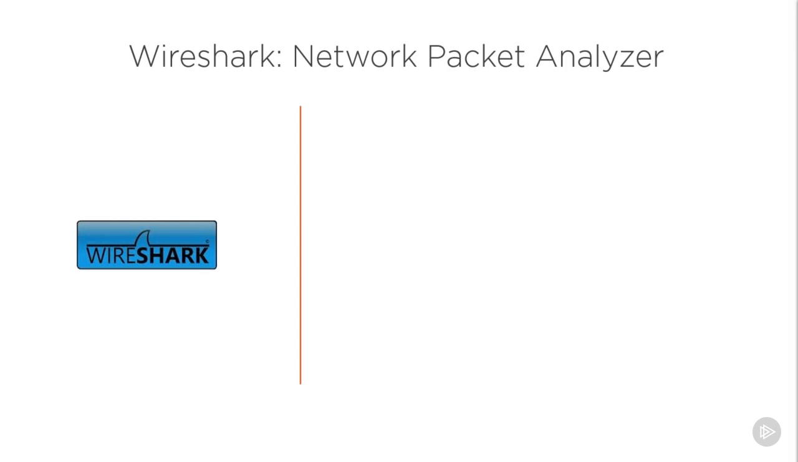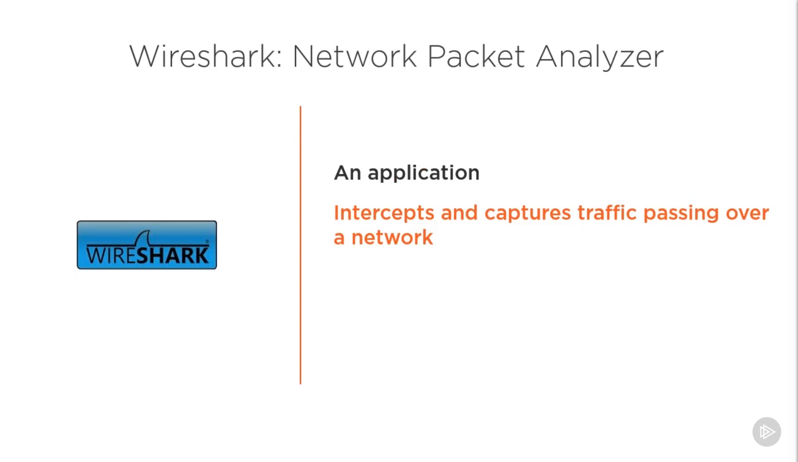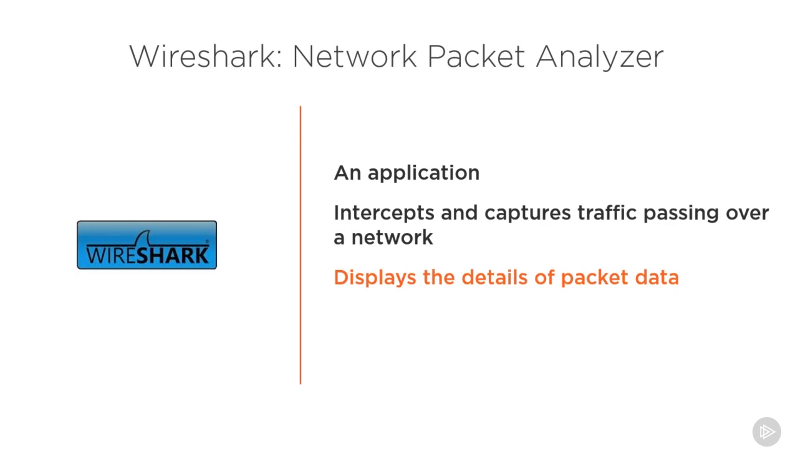So Wireshark is an application. It runs on your computer, your desktop, your laptop, and what it does is it intercepts and captures the traffic that's passing over the network. Wherever you connect is where it's going to start collecting the packets. Not only does it capture it, but it has a wonderful graphical user interface that allows you to display that data so you can see the content of the packets that are traversing the network. And what is so cool about Wireshark is it then has a bunch of tools that allow you to sort and filter and analyze that traffic.